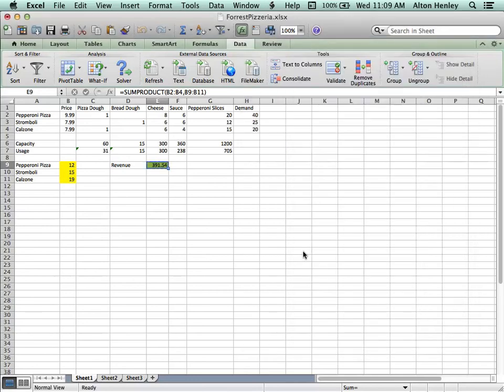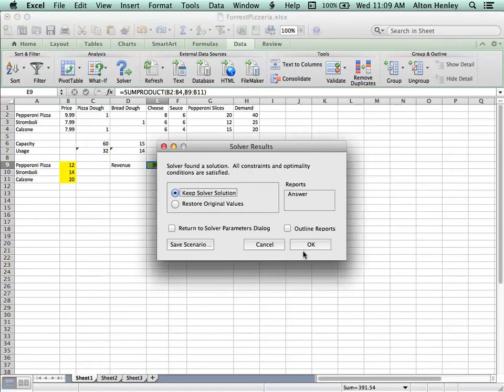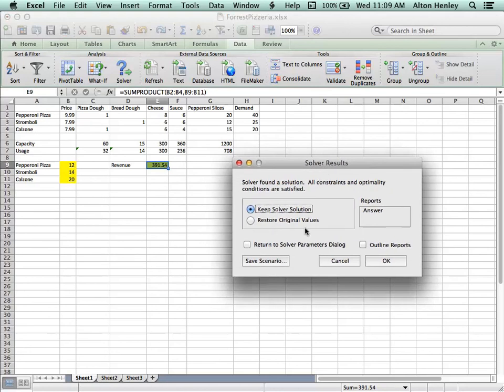And let's go ahead and try and solve that. See what it comes up with. It thinks it's the answer.